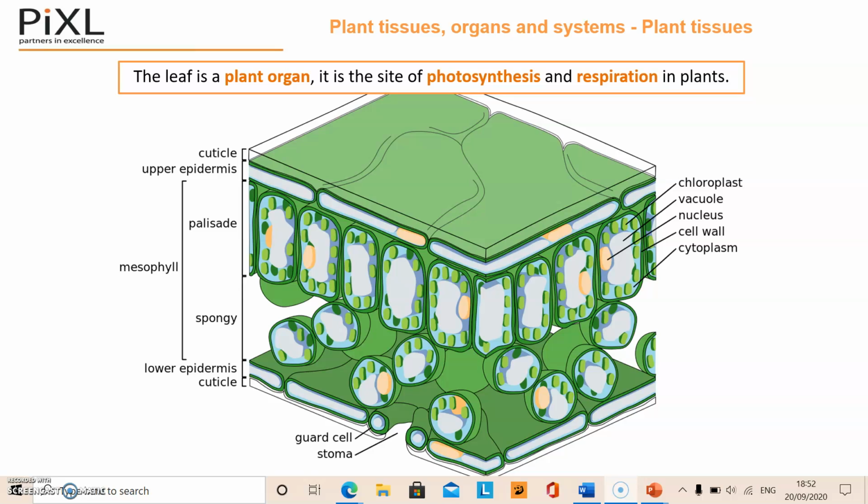Under that, we've got spongy mesophyll. This is where we've got lots of air spaces for gases to diffuse. Under that, we've got a lower epidermis, and then under that, a cuticle. You'll also notice the guard cells there, which control the opening. The opening is called a stoma, or stomata for plural.